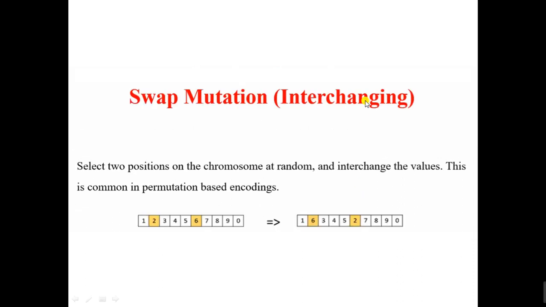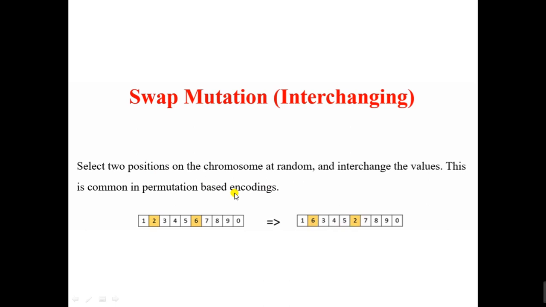Next one, swap mutation. That is just interchanging, right? Using numerical numbers, it's not a binary one. Suppose, for example, in this string 1, 2, 3, 4, 5, 6, 7, 8, 9 up to 0, if I want to interchange 2 and 6, we can do the mutation. This is possible, so this is called swap mutation. One case is in binary, where 1 becomes 0 and 0 becomes 1. Here, it is in terms of interchange, swap mutation.